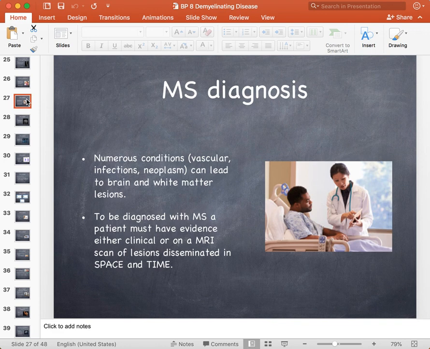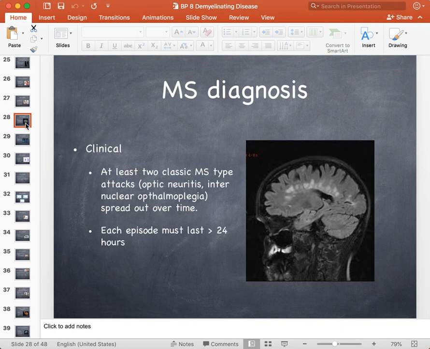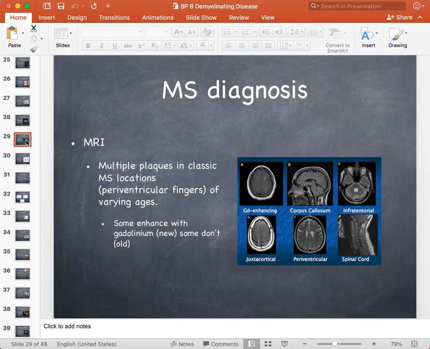And clinically, this results in a threshold of at least 2 classic MS-type attacks, like we talked about before: optic neuritis, internuclear ophthalmoplegia, spread out over time, and as Dr. Schmalstig just mentioned, the minimum threshold is at least 24 hours. Now, MRI has really revolutionized diagnosing MS. Before MRI, it was quite different, but it has allowed us to get a jump on patients, so you don't have to wait for them to have 2 clinical attacks.